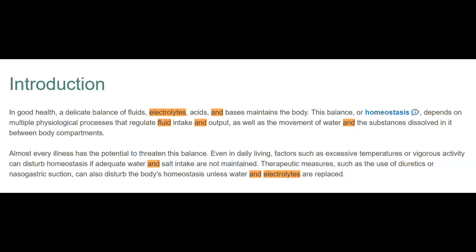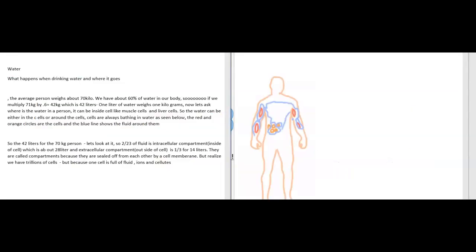I have a little paper I want to show you. So this is my little take before you try to understand the fluid and electrolytes and how we give IV fluids. I have my little man over here. And so water, what happens when we're drinking water and where it goes?